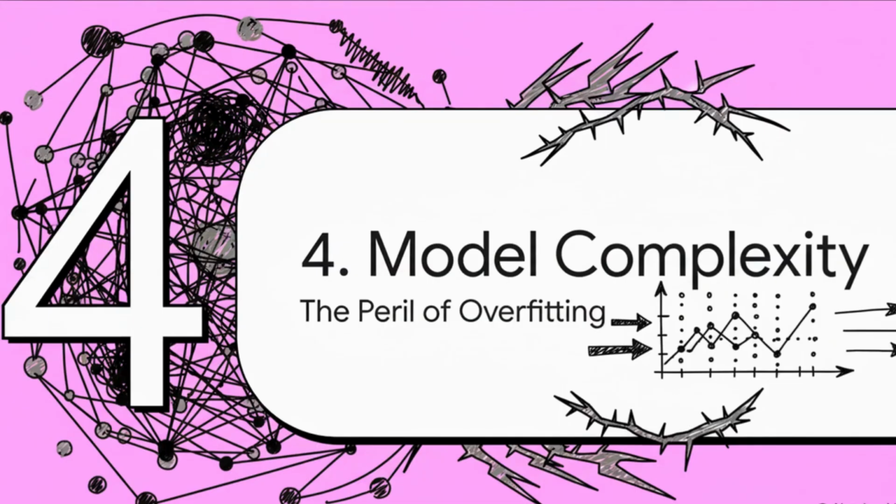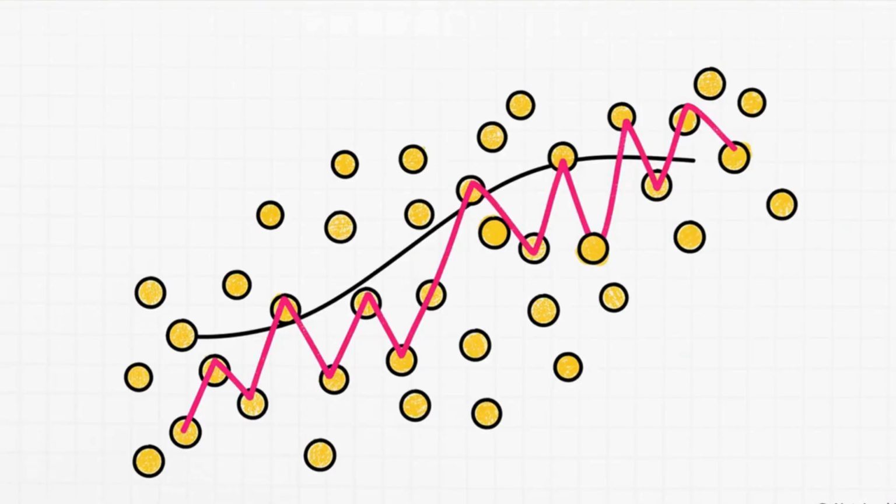Okay, so now we have these super flexible models that can learn complex curves, and we have a really fast way to train them. We're feeling pretty powerful, right? Well, with great power comes a pretty big new problem that we have to be super careful about. And that problem is called overfitting.